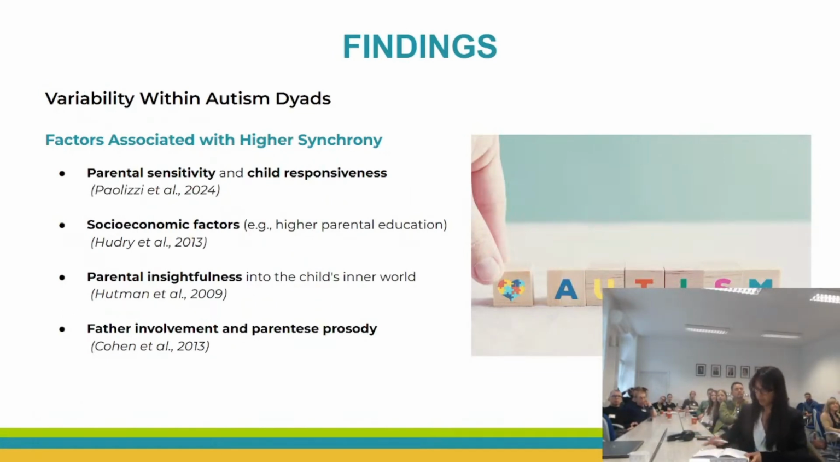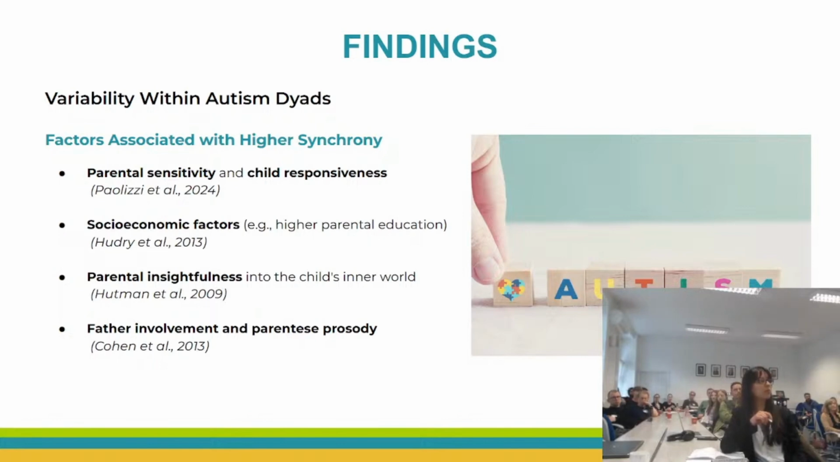While many studies compare autistic and non-autistic dyads, it is important to recognize the diversity within autism itself. First, studies showed that synchrony tends to be higher when both the parent is sensitive and the child is more responsive. So it's a co-created process. Second, contextual factors matter. For example, higher parental education has been linked to better synchrony, perhaps due to more resources or knowledge about child development.